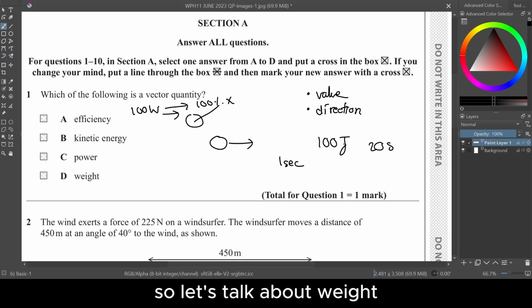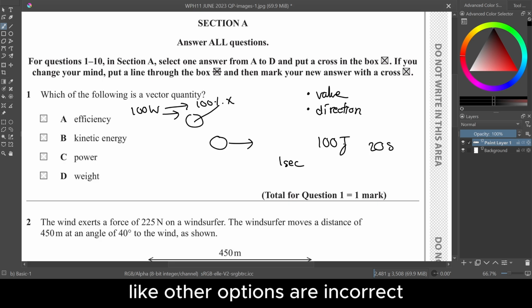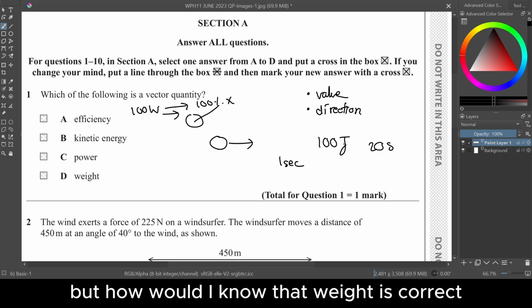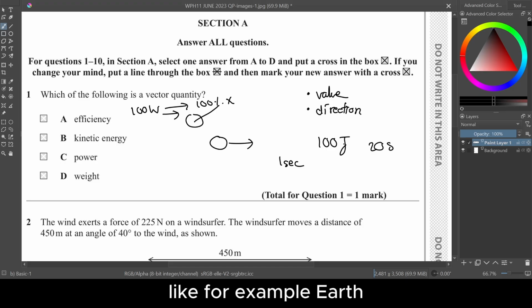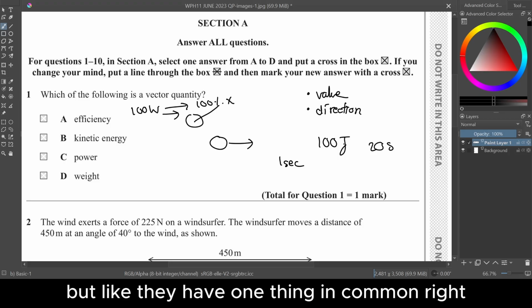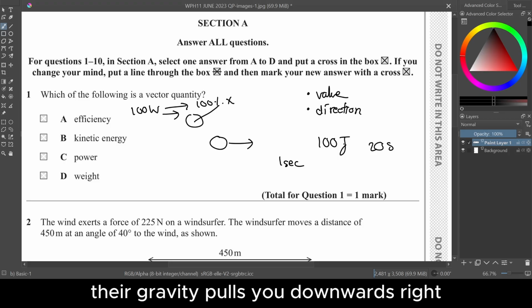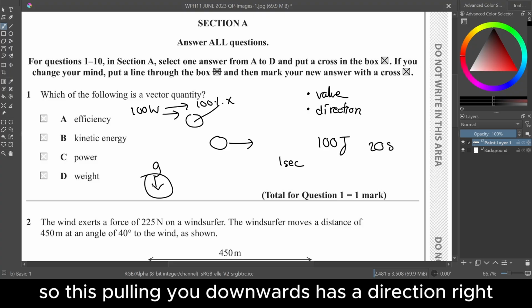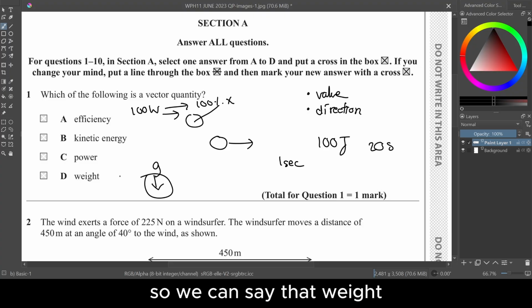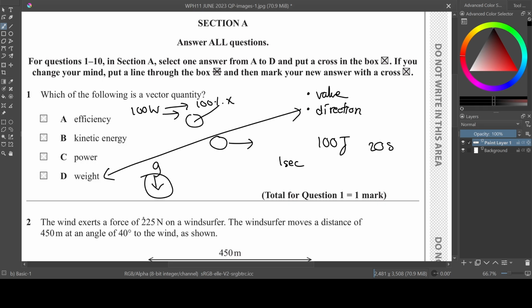Okay, so let's talk about weight. Since the other options are incorrect, of course weight will be correct, but how would I know that weight is correct? That's the question. Weight changes depending on where you are, for example Earth, Mars, the Moon, right? But they have one thing in common: their gravity pulls you downwards. That's the main thing. Gravity is pulling you downwards, and this pulling downwards has a direction, right? So we can say that weight has a link with direction.